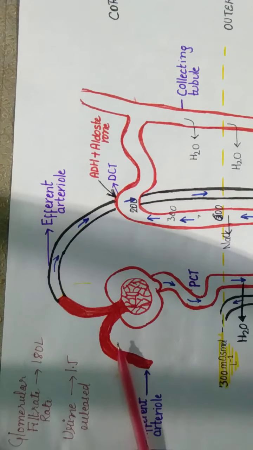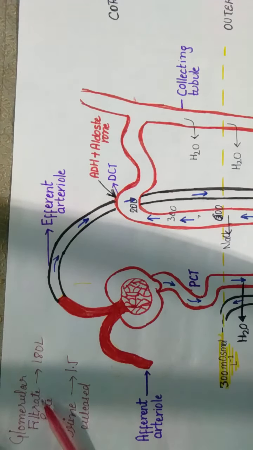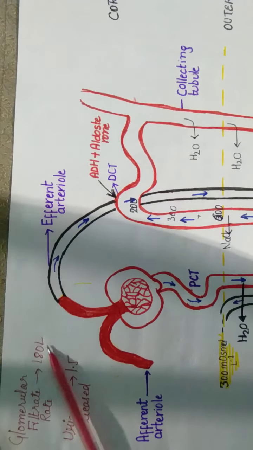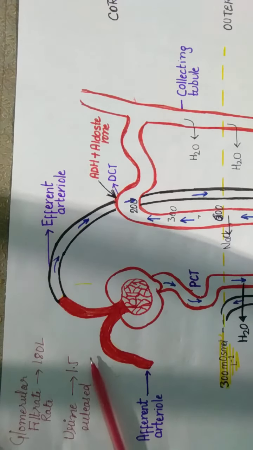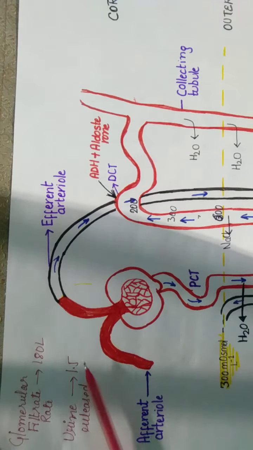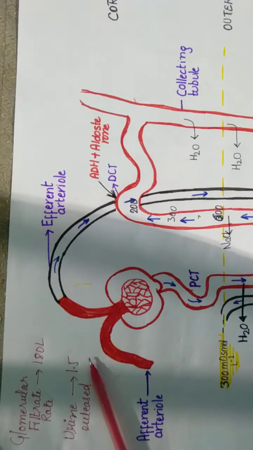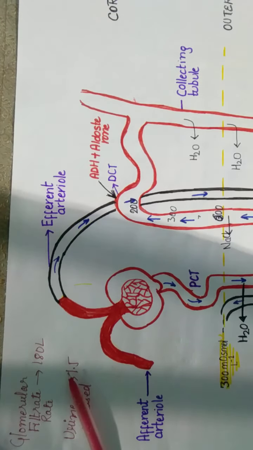Now compare this with the urine formed per day. So the glomerular filtration rate per day is 180 liters and the urine released is only 1.5 liters. Why does this happen? Because most of the components and most of the water from the filtrate are reabsorbed. And why does this happen? To store and conserve the water, as our body needs a lot of water to function.